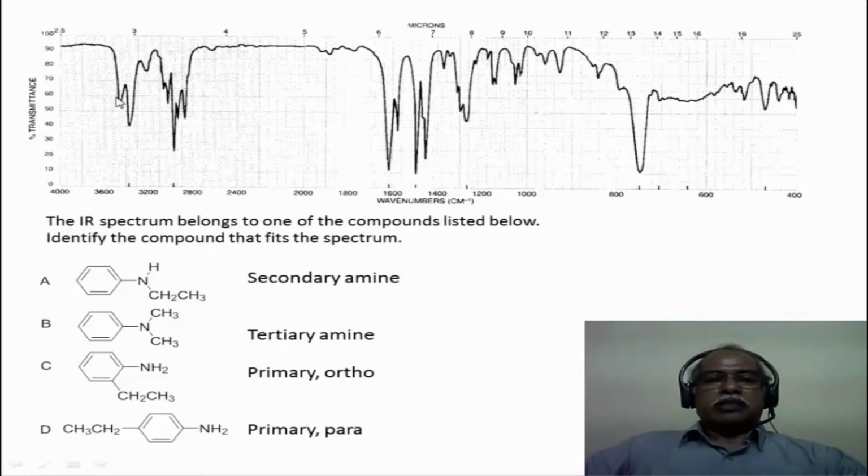This is the NH stretching and this is the CH stretching region of the infrared spectrum. Because all of them are amino compounds, we can conclude that one has to have a primary amine to account for the doublet kind of structure that is given here.